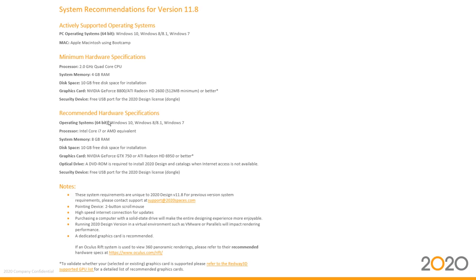Now, there's a couple of things that are really important here. You want to make sure that you have a processor that's an Intel quad-core i7 or higher. You want to make sure your system memory is at least 8 gig. You also want to make sure that you have a specialty graphics card. In this case, we're recommending an NVIDIA GeForce GTX 750 or above, or an ATI Radeon. Now, what we mean by this is basically a gaming computer. And when I say gaming, that's G-A-M-I-N-G, gaming computer quality.